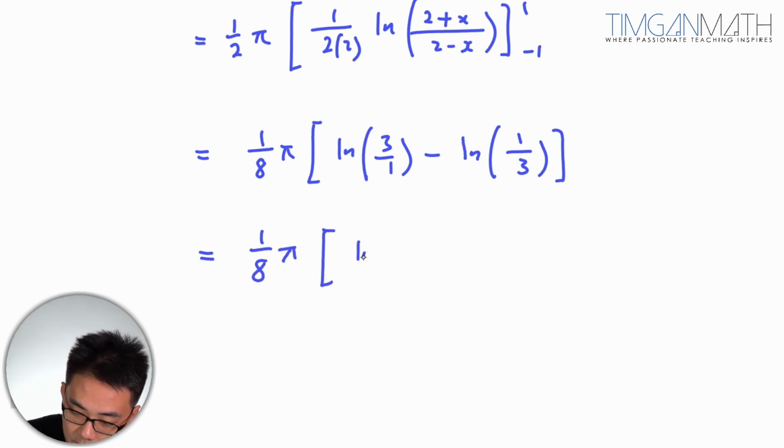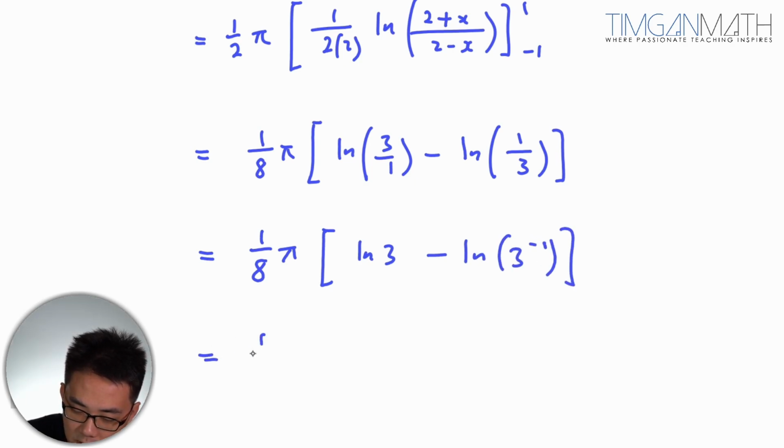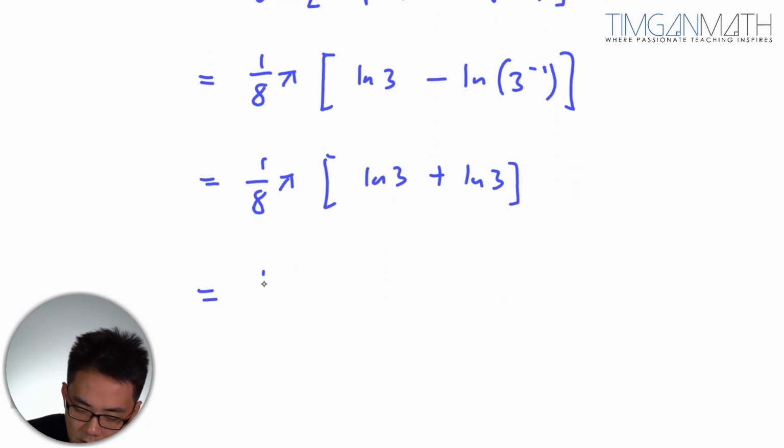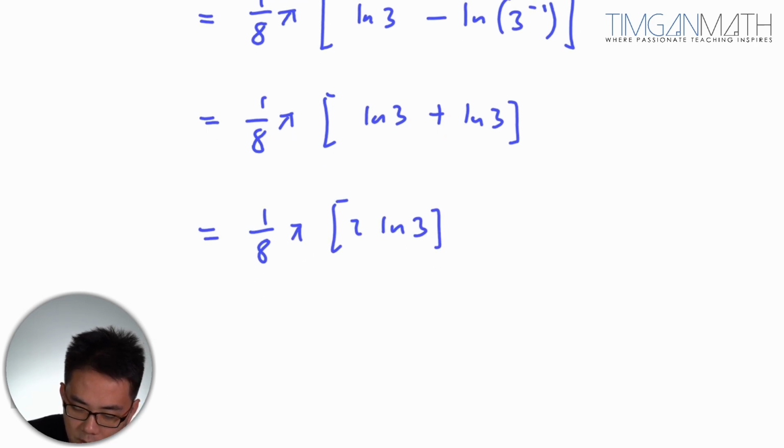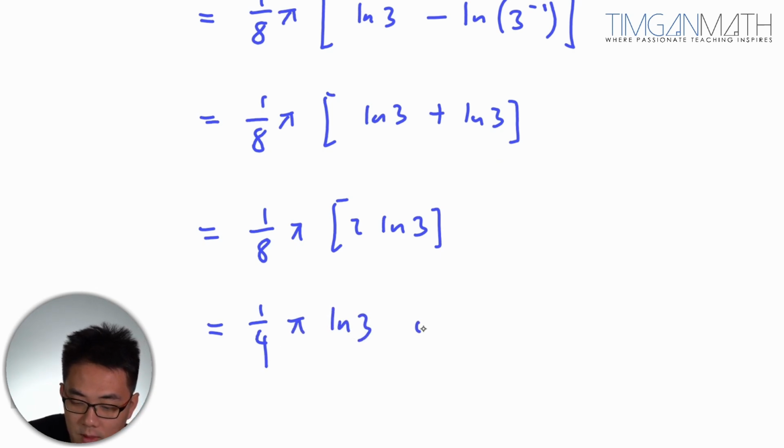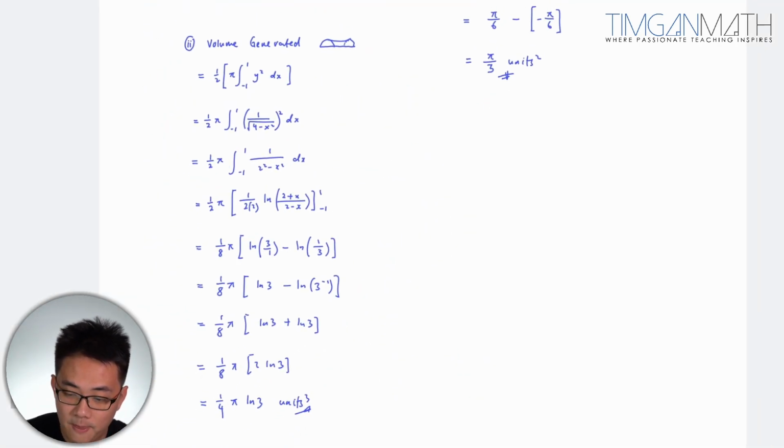ln 3 minus ln 3 to the power of -1. So this half, just the -1 could bring down. So this will be ln 3 plus ln 3, which is 2 ln 3. And that will be 1/4 pi ln 3. Okay? And this is cubic units. So that's how I do this question proficiently. Any questions or comments, please let me know, okay?